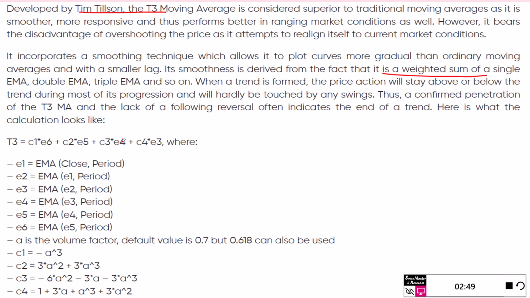The formula is quite complex, but I'll give it a try to show how it has been made. This is the typical formula, and what we're looking into is taking the volume factor into consideration. So this indicator is not working only on EMA, TEMA, and DEMA. It has taken volume into consideration. The default volume factor is 0.7.